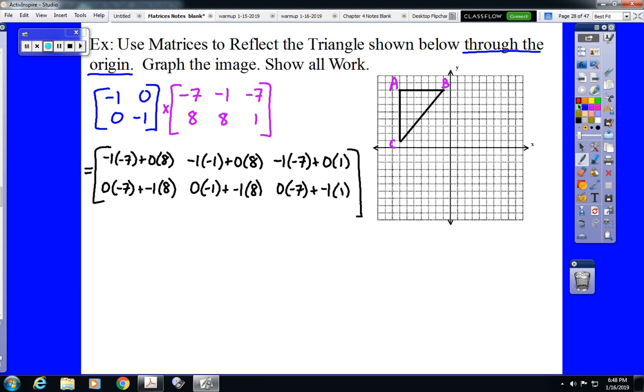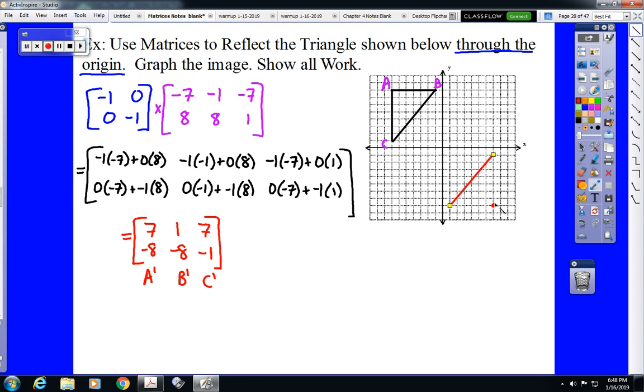Now once we've done that, we're going to go in and reduce each of these to a single number. That would be 7, 1, 7, -8, -8, -1. So those would be our images of our 3 points, A prime, B prime, and C prime. We would go over here and we would graph those 3 points. So 7, -8, 1, -8, and 7, -1. And then we would connect those dots to find our image triangle.